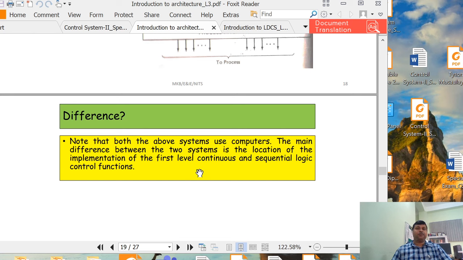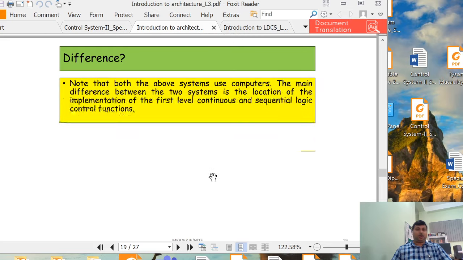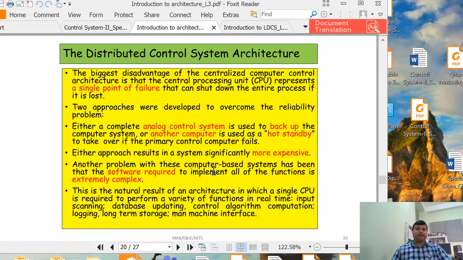The main difference between the two systems is the location of the implementation of the first level continuous and sequential control functions. And then finally, we will arrive at distributed control system architecture. Now the biggest disadvantage of the centralized computer control architecture is that the central processing unit represents a single point of failure that can shut down the entire process if it is lost.